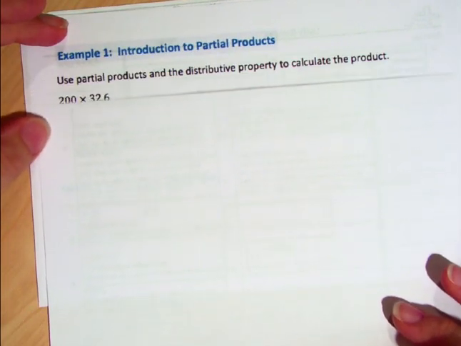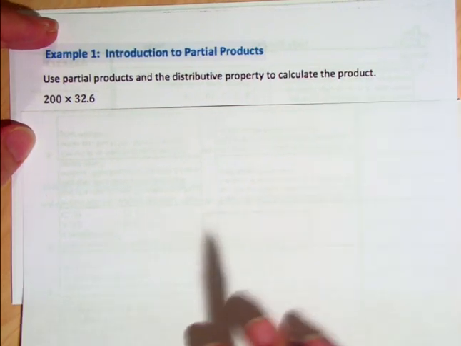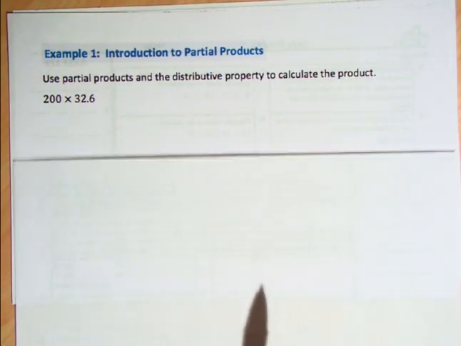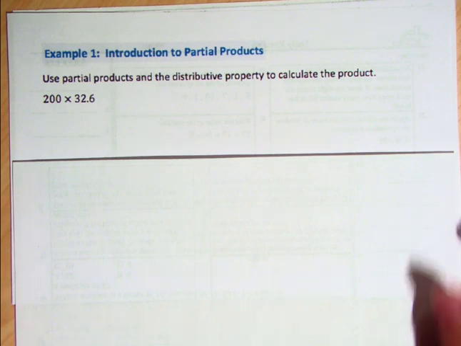Okay, it's a little bit confusing, but the distributive property just means that you distribute one number and multiply it times parts of another. Okay, let's take a look. I think it'll make more sense as we use it. We're going to use partial products, meaning we're going to find little parts and multiply them times the same number. We're going to use partial products and the distributive property to calculate the product.